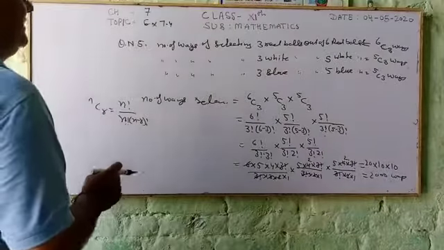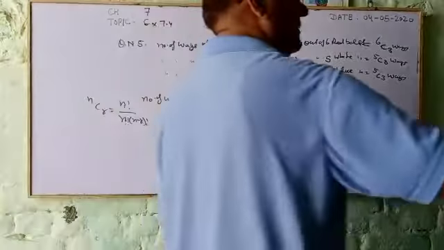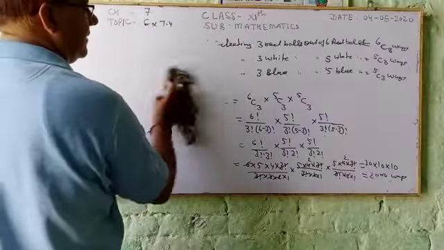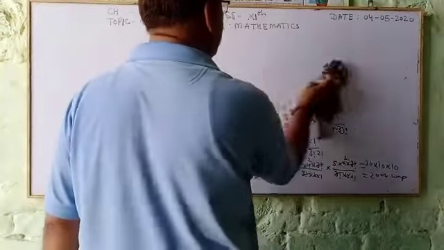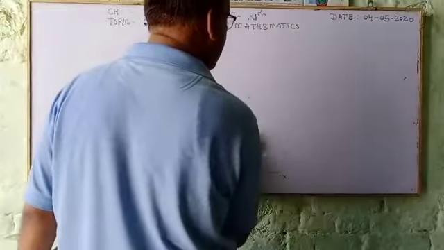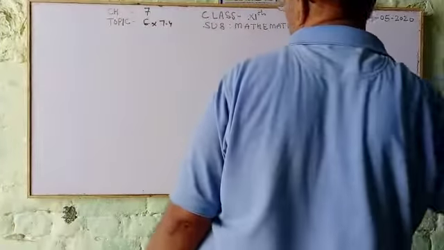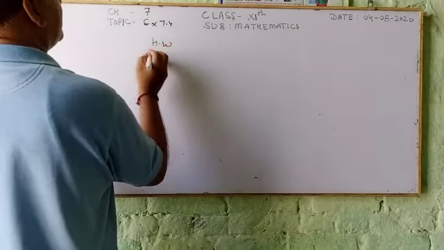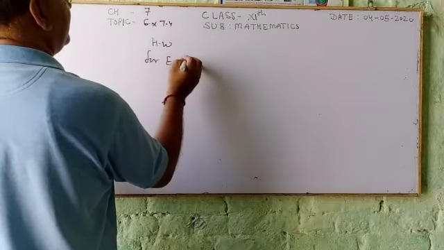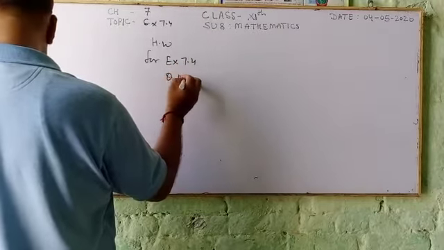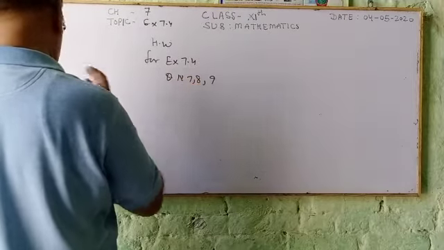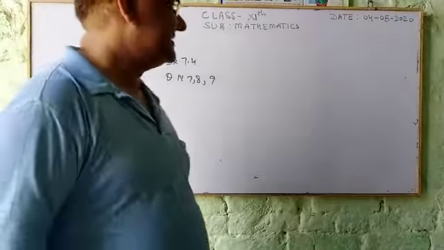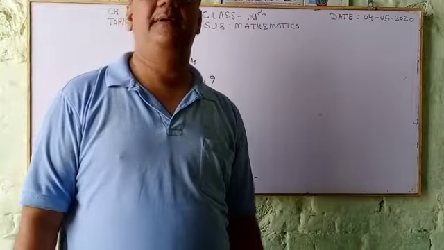At last we give some homework. Student, you try for your homework for exercise 7.4, question number 7, 8, 9. So you try these 3 questions, you can find out easily. If any problems, you contact me.